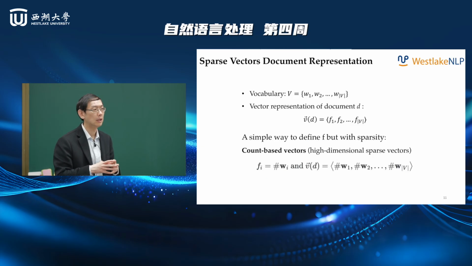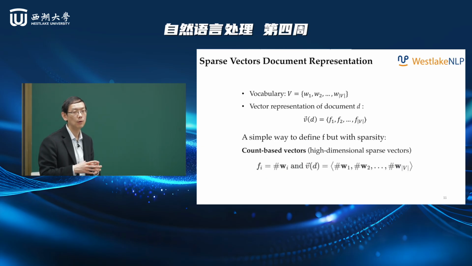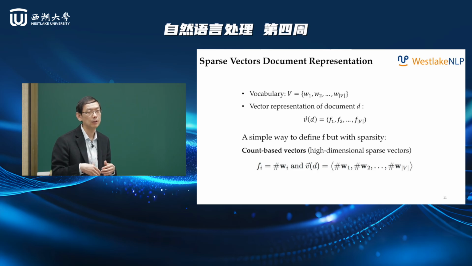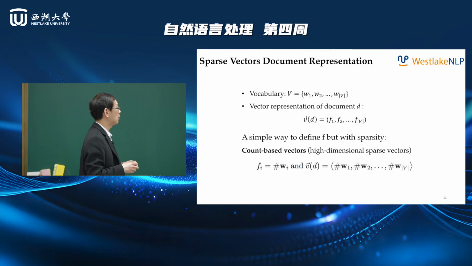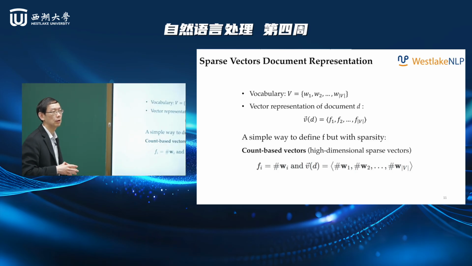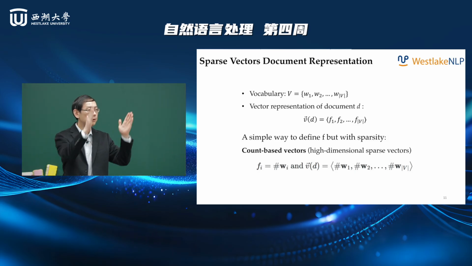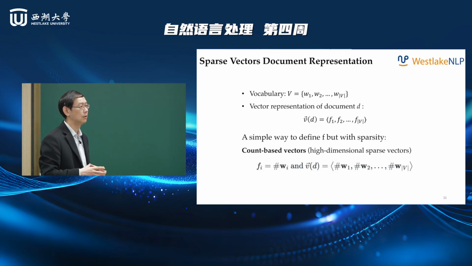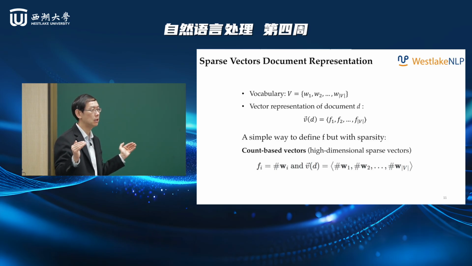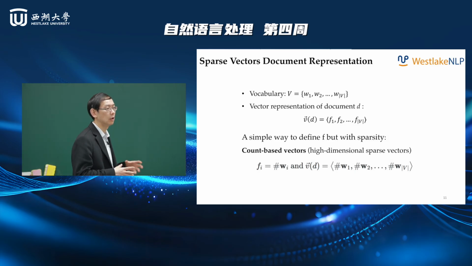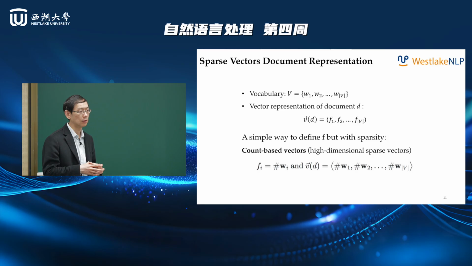So let's make a formal view, right? You want to turn a document into a vector. The vector has vocabulary size. And then your vector in general has f1, f2, dot, dot, dot, until fV, V size, right? And each element in this document representation reflects how important a particular word is to the document. Okay, it also reflects the document meaning.